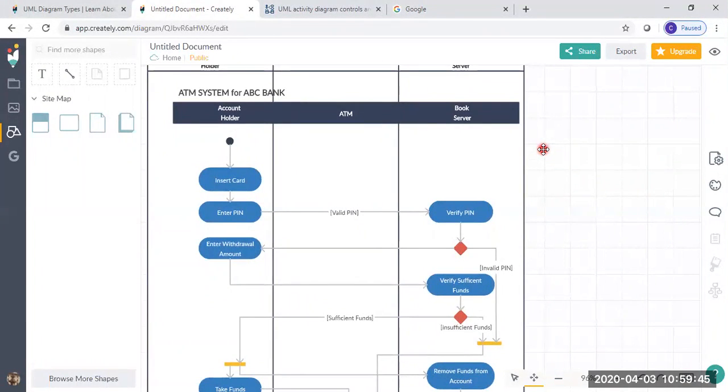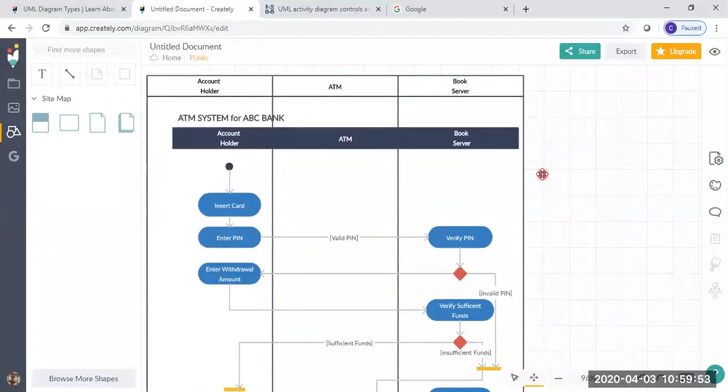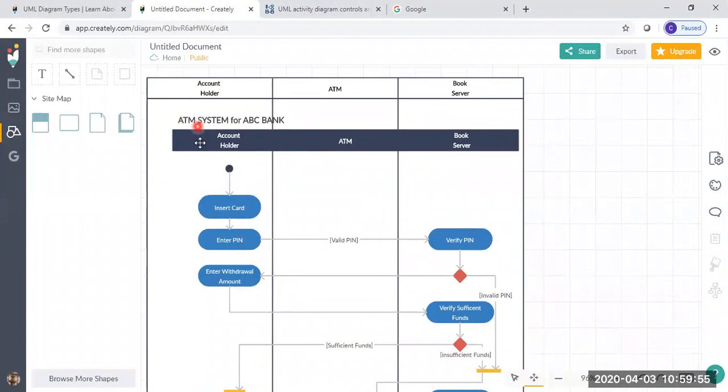Now, as I had discussed in my previous lectures on activity diagram, I hope all of you are able to identify that these three columns, account holder, ATM, and book server, are nothing but swim lanes. So in an activity diagram, we use swim lanes to segregate the different aspects of an activity that is occurring. Fine. For example, some activities over here in an ATM system would be done by the account holder.